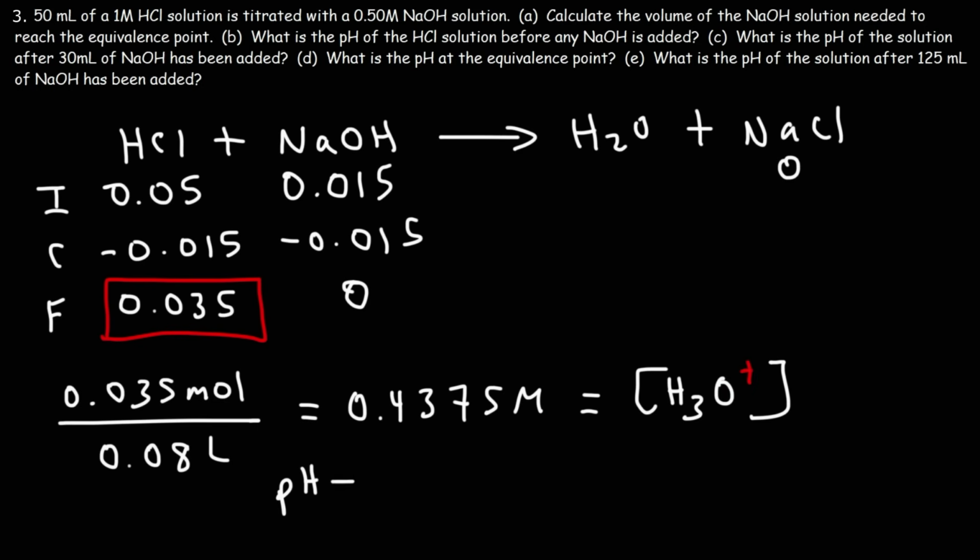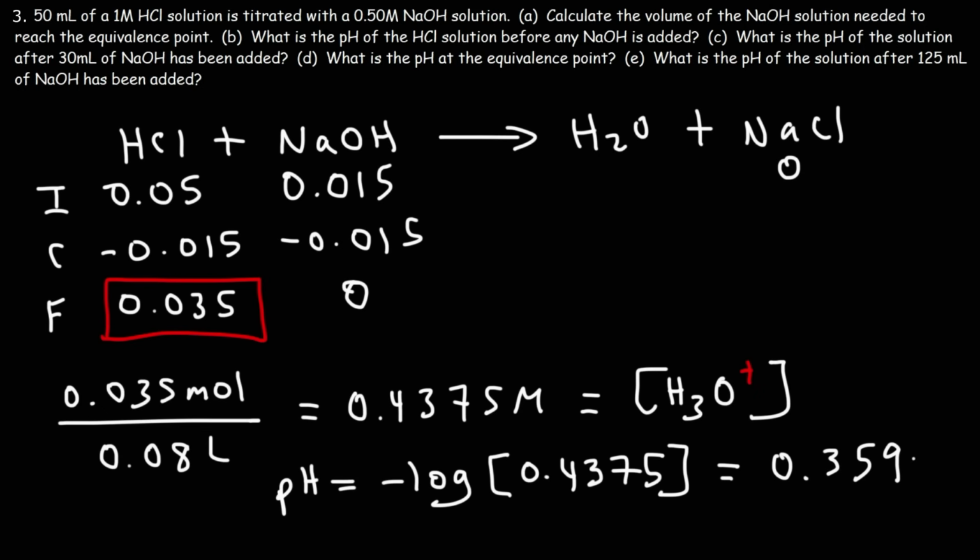Now let's calculate the pH. It's going to be negative log of the H3O+ concentration. So negative log of that number will give us a pH of 0.359. So that's the answer for part C.